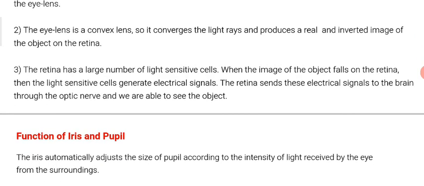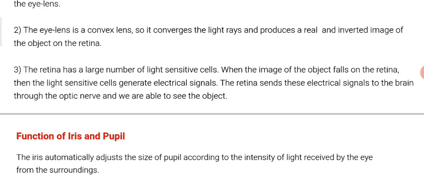Now the eye lens is a convex lens, so it converges the light rays and produces a real and inverted image of the object on the retina. You need to be sure about this, that the eye lens is a convex lens, so it will converge the rays on the retina and make a real and inverted image.